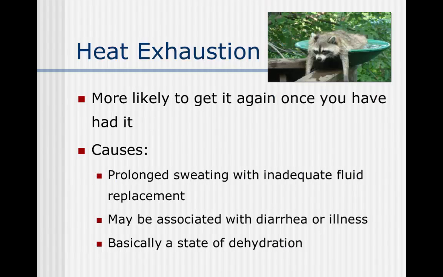Milder forms of heat-related illnesses are associated with a core temperature less than 104 degrees Fahrenheit and no central nervous system symptoms. Heat exhaustion is the inability to continue activity because of environmental conditions and is postulated to be caused by a central mechanism that protects the body in times of overexertion. Once a person has had heat cramps or heat exhaustion, they are more likely to get it again. Heat exhaustion is caused by prolonged sweating with inadequate fluid replacement. It may be associated with diarrhea or illness and is basically a state of dehydration.